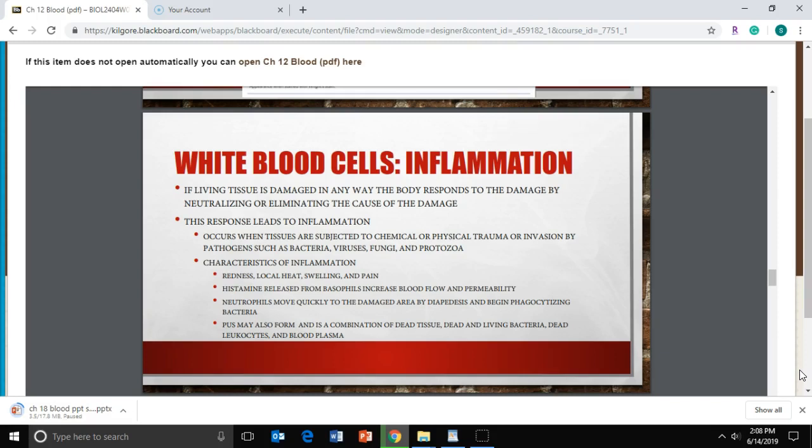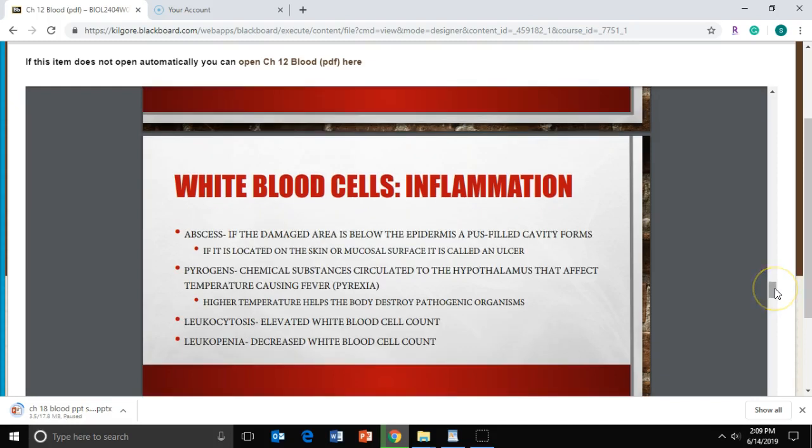Histamine released from basophils can increase the blood flow into the area and also the permeability of the small blood vessels we call capillaries. Neutrophils quickly move out of the blood vessel to the damaged area by that process we call diapedesis, where they move through the blood vessel, and they can begin to phagocytize bacteria. Pus may also form, and pus is really just dead and living bacteria, dead leukocytes, plasma, tissue.